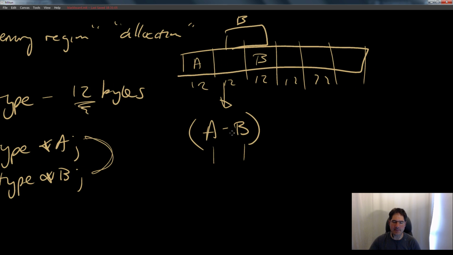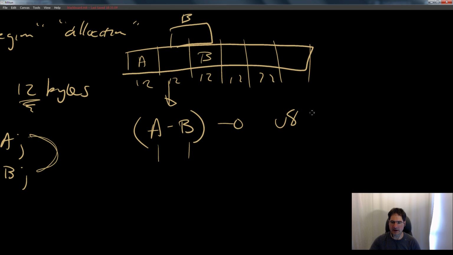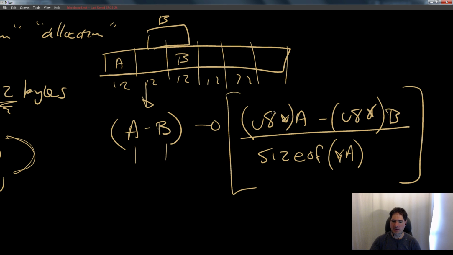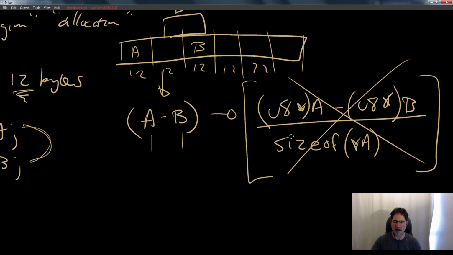So rather than A minus B being U8 star A minus U8 star B, divided by size of star A, which is what you might expect, you might expect to take the difference of the pointers, the actual numeric values, and then divide by however big the thing was that they were pointing to. That is not what actually happens. The compiler is free to do all sorts of arithmetic nonsense that it wants to, where it assumes what these pointers actually point to and what their base values are, and so you have to be careful.